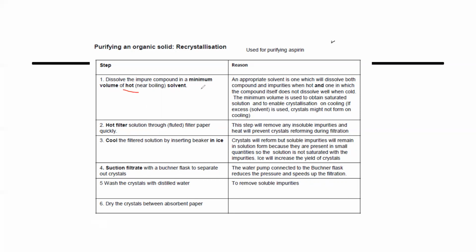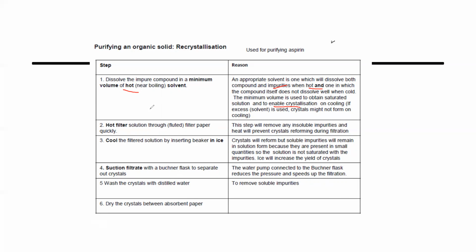And why hot? An appropriate solvent can dissolve both the compound and the impurity when hot. So the minimum volume is used to obtain a saturated solution and enable crystallization. And why hot?